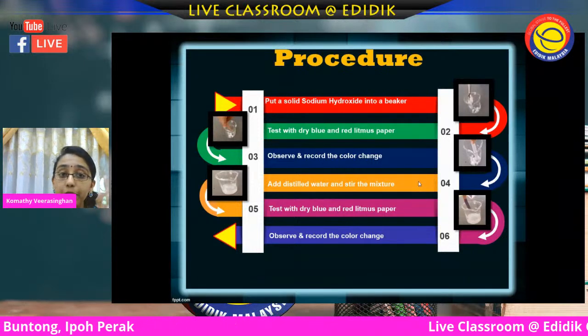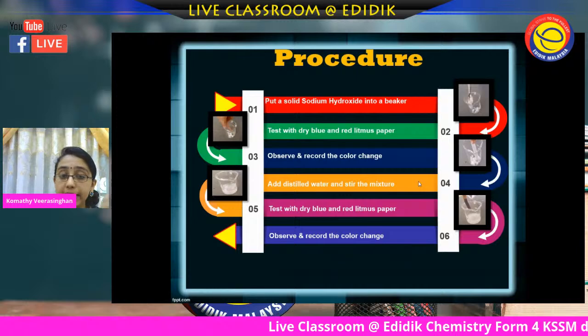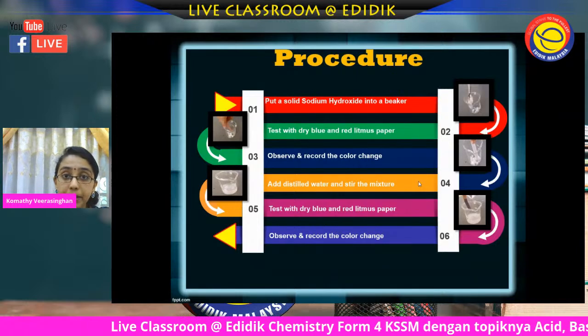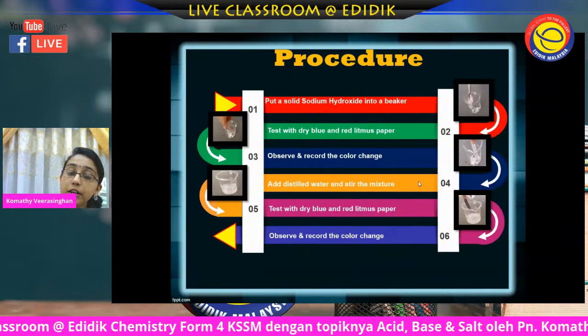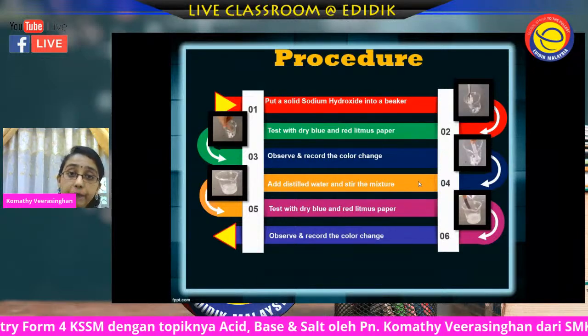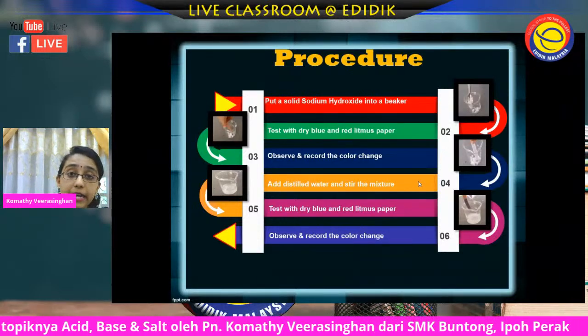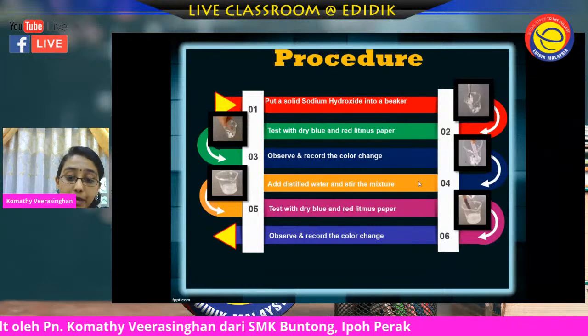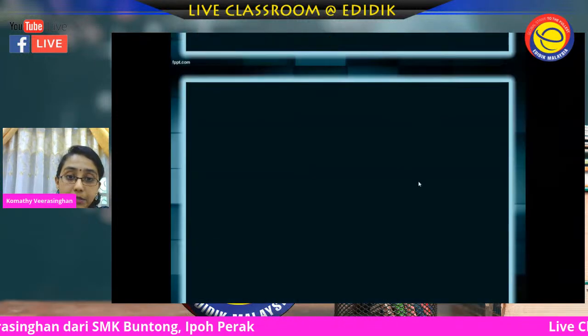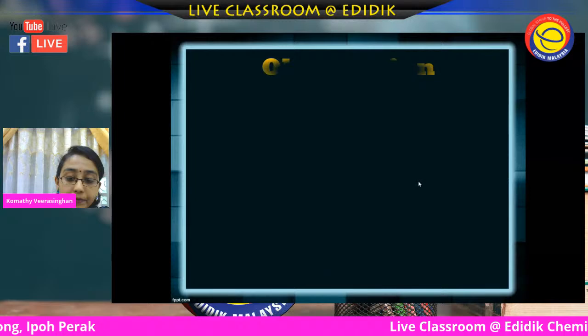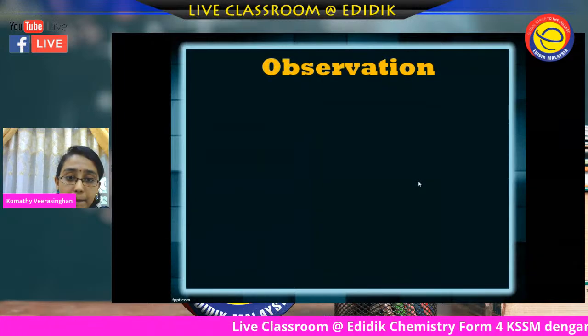So are you clear? The first part, we do it in dry condition. We test the red and blue litmus paper. The second part, we dissolve the substance in water. Then we test it again with blue and red litmus paper. Let's look at the observation.